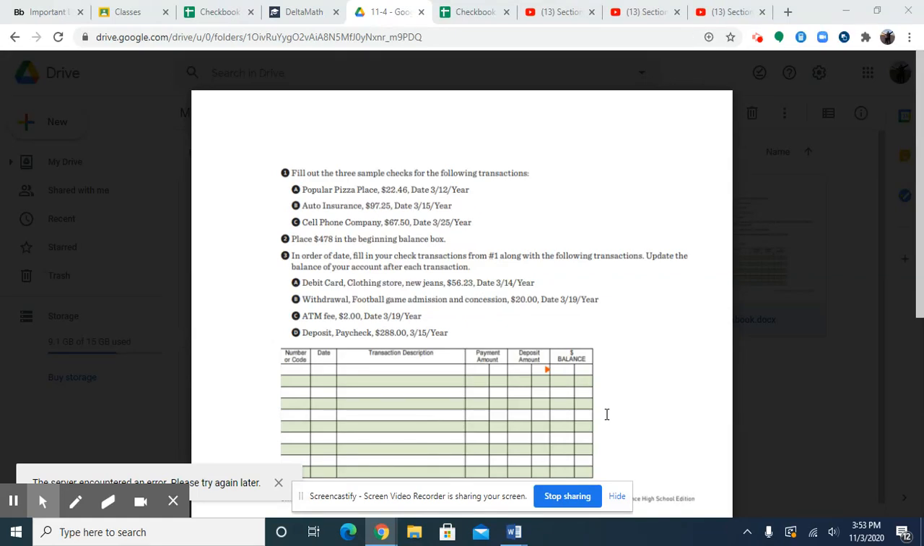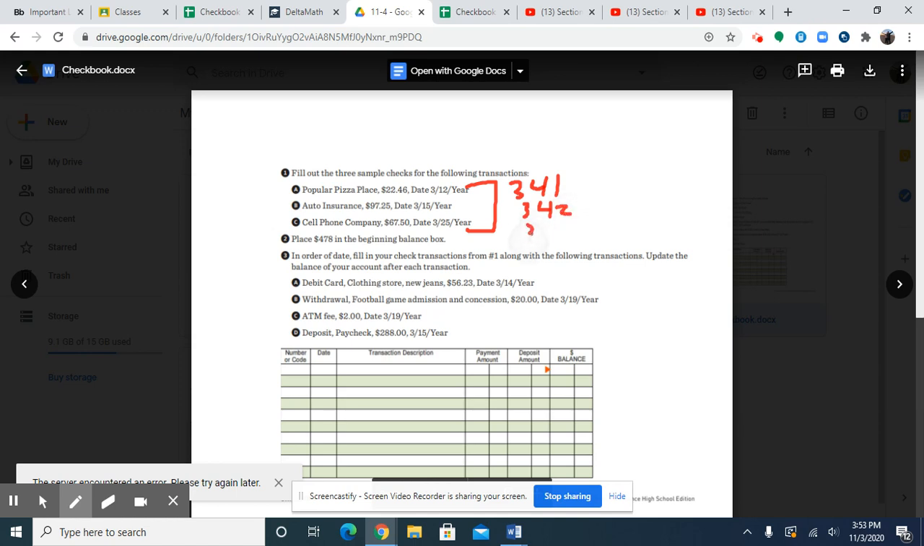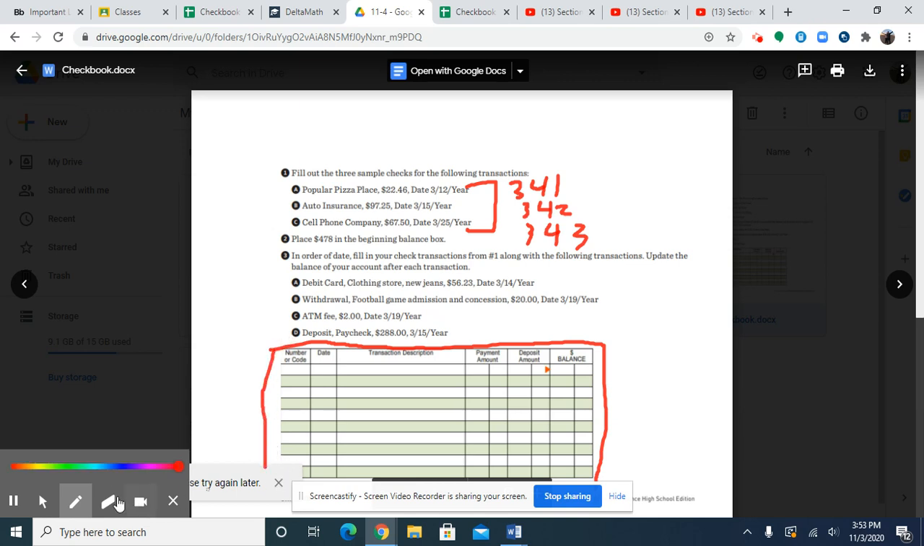All right, so our assignment on Monday had us writing out checks. As you can see, here are the checks. They all have the number 341, but let's just say that we have 341, 342, and then 343, just so we can keep them in check. So what we're going to do is keep a register. Again, this isn't something that we would usually do anymore because we have online banking and all that.